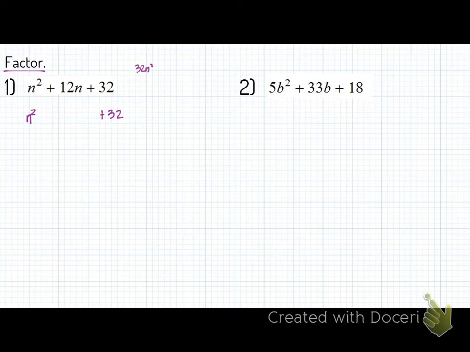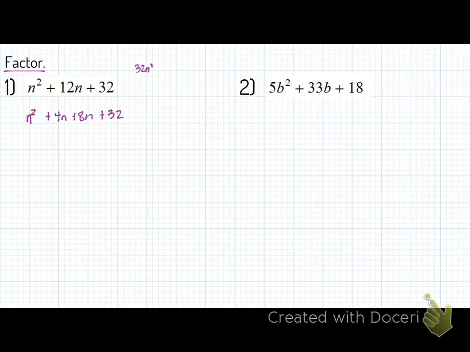Okay, then I'm going to figure out what combination adds up to 12n but multiplies to 32n squared. Okay, so we have positive 4n and positive 8n. So 4n plus 8n is equal to 12n. Yes? And then 4n times 8n is equal to 32n squared.